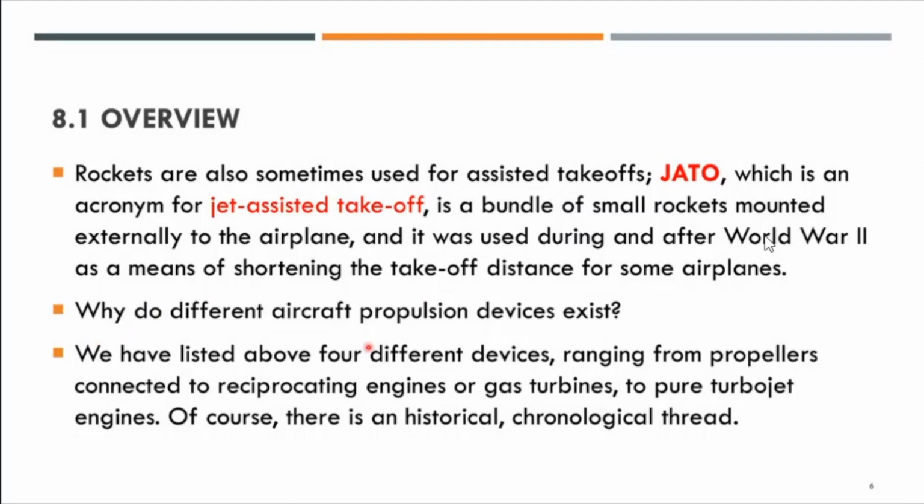Okay, why do different aircraft propulsion devices exist? We know already that in the family of the turbojet, we have a turbofan, we have a turboprop. Why do we need such different types of propulsion devices? We have already listed 4 different devices, ranging from propellers connected to reciprocating engines or gas turbines to the pure turbojet engine. Of course, there is a historical chronological track which we have already covered earlier for each type of the gas turbine engine family.